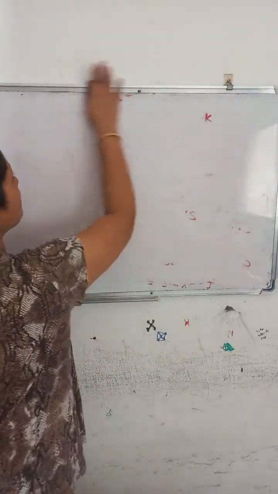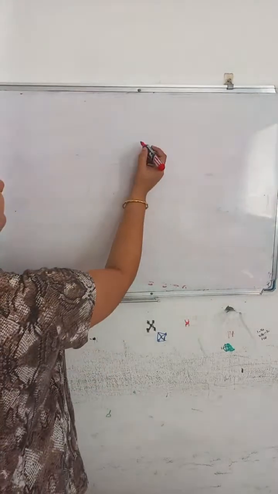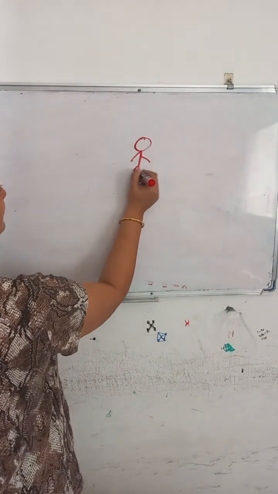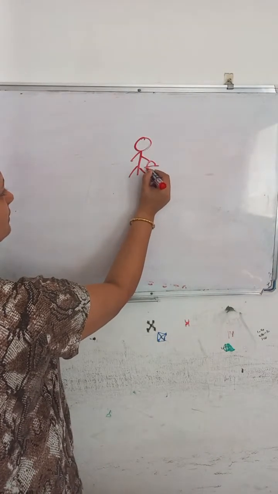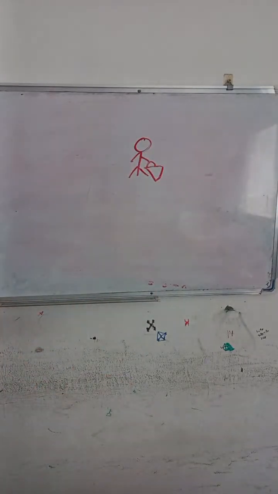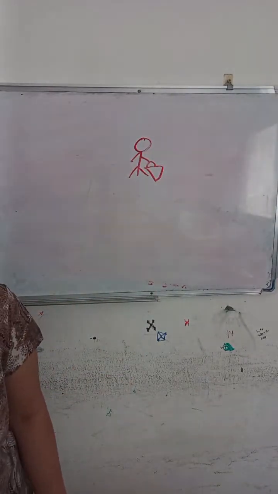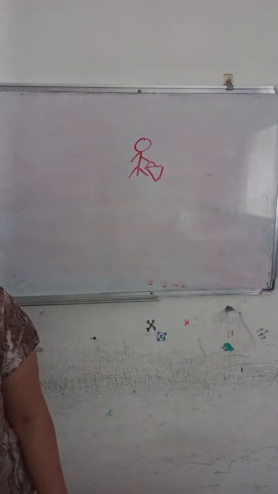I am not good at drawing, but I will try to draw a stick man. Here one person is there and he holds the bucket, like this. So there is a force applied of 10 Newton, and he climbs up a vertical distance of 10 meter.